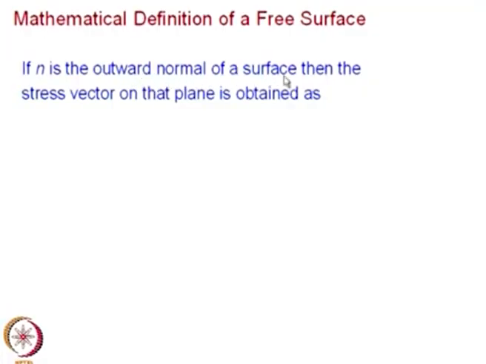And how do you define a surface? A surface is defined by an outward normal. So, if n is the outward normal of a surface, then the stress vector on that plane is obtained as, you have all studied it. Can I have an answer from the class? Stress vector can be obtained by multiplying the stress tensor with the direction cosines.